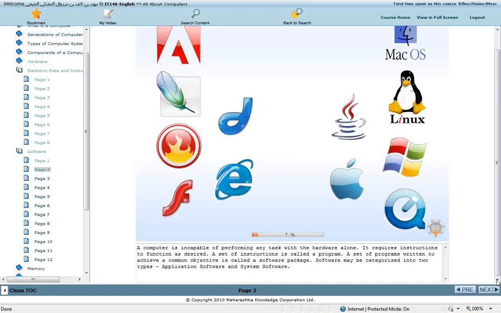A computer is incapable of performing any task with the hardware alone. It requires instructions to function as desired. A set of instructions is called a program. A set of programs written to achieve a common objective is called a software package. Software may be categorized into two types: application software and system software.